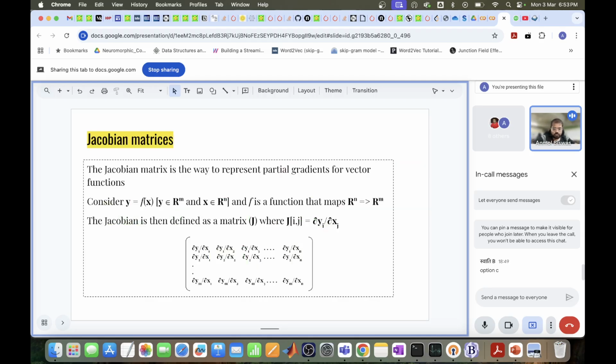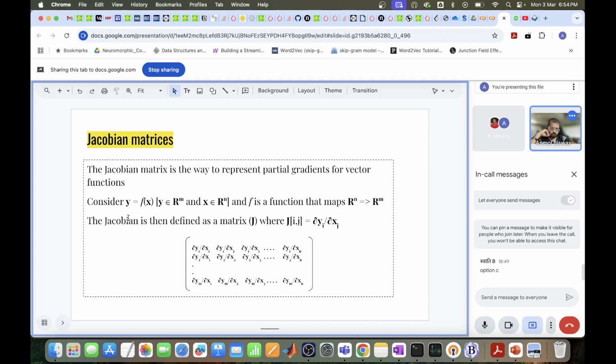So finally, we come to Jacobian matrices. A Jacobian matrix is nothing but a multi-dimensional expansion of differential relations. So consider you have a one-dimensional function, where y equals some function of x. When you take a partial derivative of y with respect to x, you get del y by del x equals something.